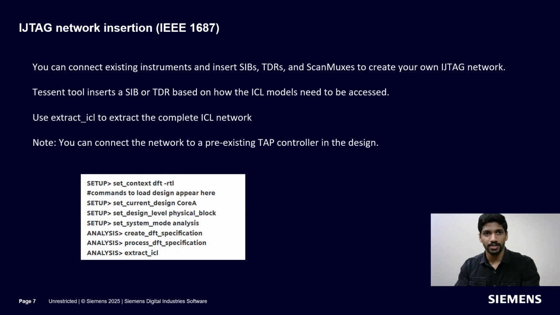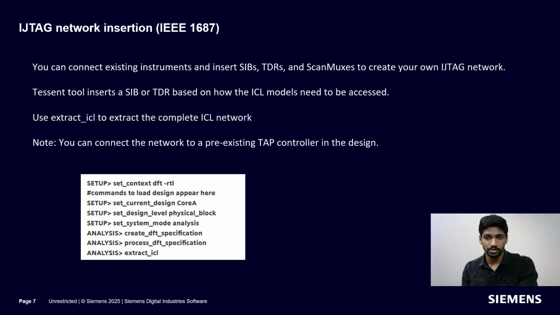Moving on to the IJTAG network insertion, that is the IEEE 1687 standard. If you want to create your own IJTAG network, you can do that by connecting the existing instruments and inserting SIBs, TDRs or scan muxes. SIB here is the segment insertion bit, TDR is a test data register, and a scan mux.